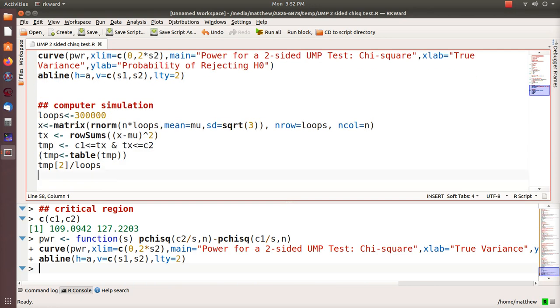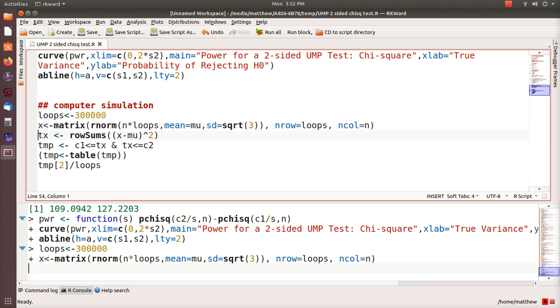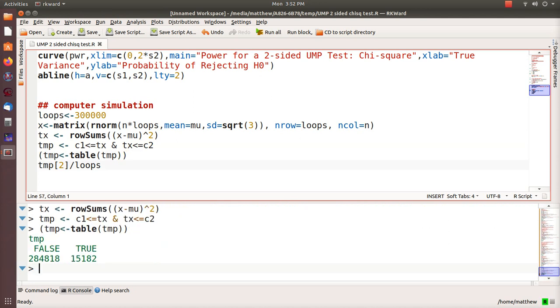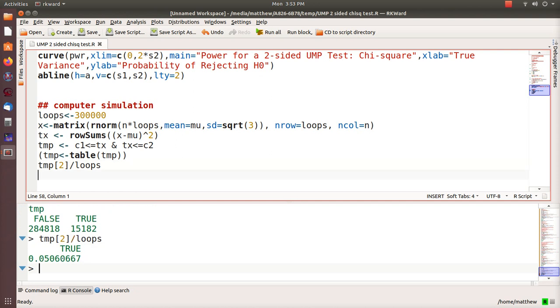To do a computer simulation with 300,000 replications, this is it. We create a matrix with 300,000 rows and n columns. Each row represents a sample of size n. We store our values in there, and then we take the row sums for each row, and then we see if it falls in the rejection region or not. Let's look at the tables, and notice 15,000 of them fell into the rejection region, which is roughly 0.05, which is what it should be.